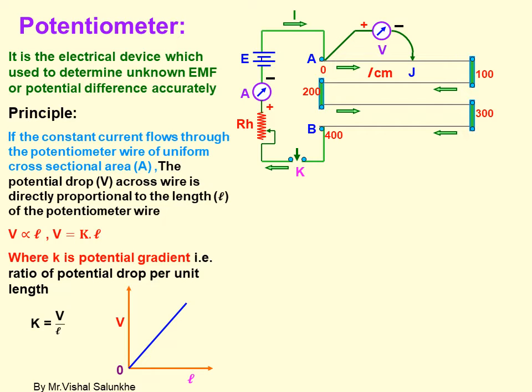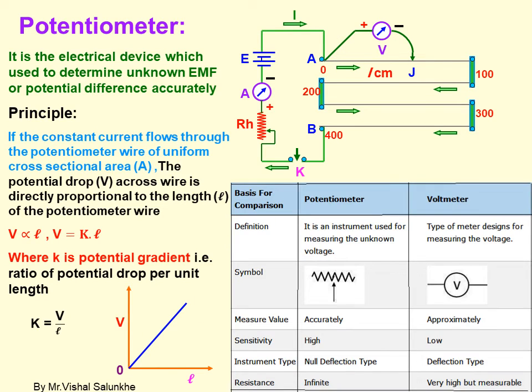And if you see the graph between potential drop and length, it is directly proportional. As we increase the length, potential drop will also increase. That's why the graph is a straight line from point O. This straight line indicates that V is proportional to L. So this is all about the potentiometer.